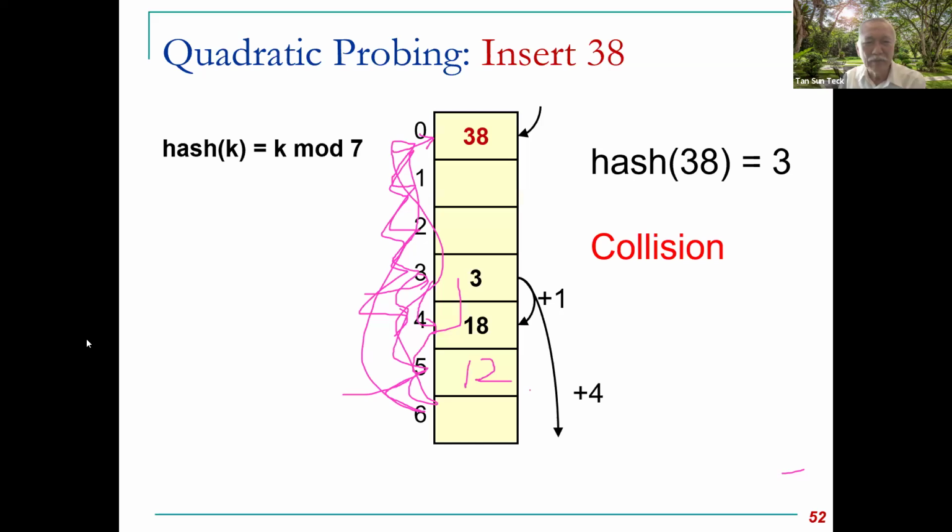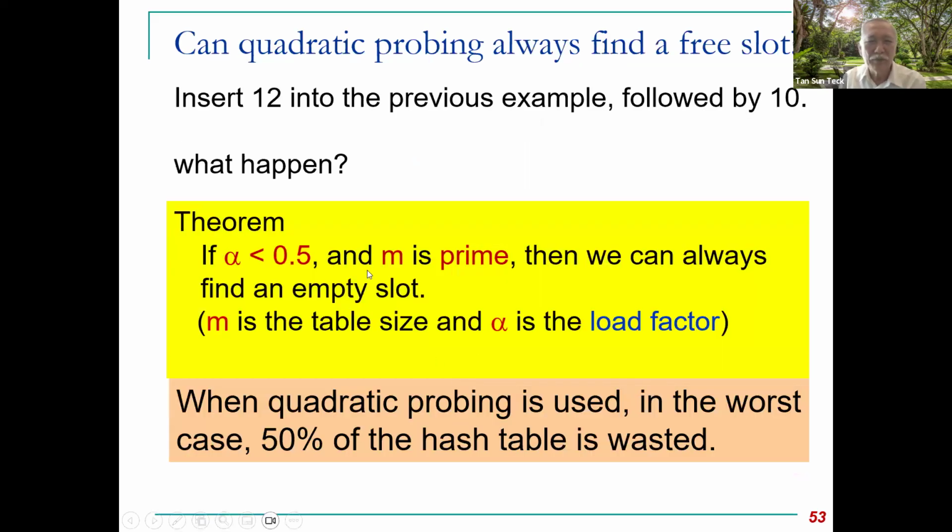Again, people have done what they call research, and they say that if alpha, which is the load factor, is less than 0.5, that means the table is less than half full, and M is prime, then they can always find the empty slot. But if the load factor is greater than 0.5, then it cannot be guaranteed. Even if there are still empty slots available, you might not be able to find them.